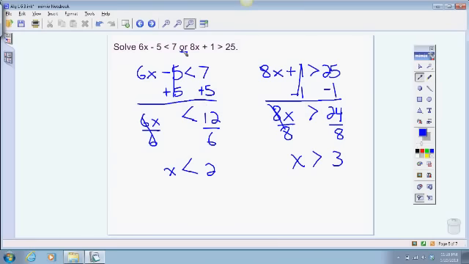Now once you get to this part, don't forget to go back and add that "or" in. Our solution set here is going to be less than 2 or it's going to be greater than 3. Okay? And again, if you picture this on a graph, there is no overlap. 0, 1, 2, 3, 4.